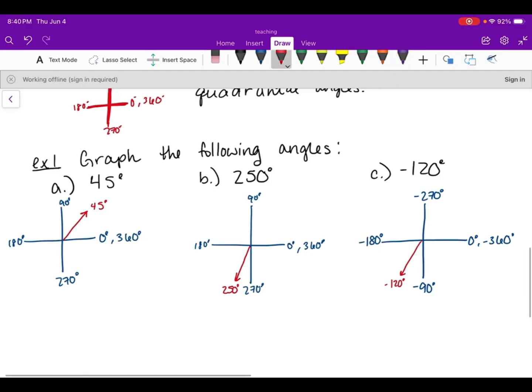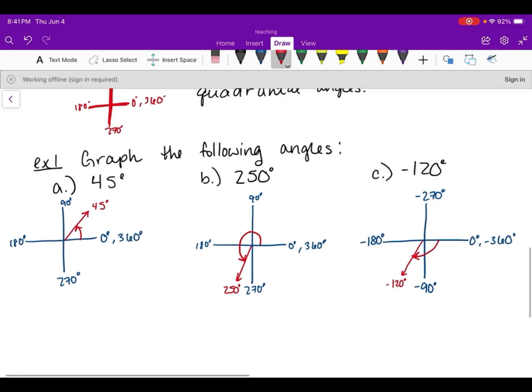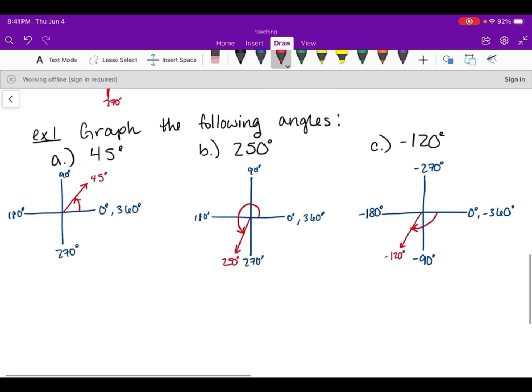Something to be aware of is when you draw these angles, you want to make sure that you are going the correct way. So as I go through these, for both my positive angles, I went counterclockwise. For my negative angle, I went clockwise. I went down first. So you want to make sure that you draw it the correct way there.